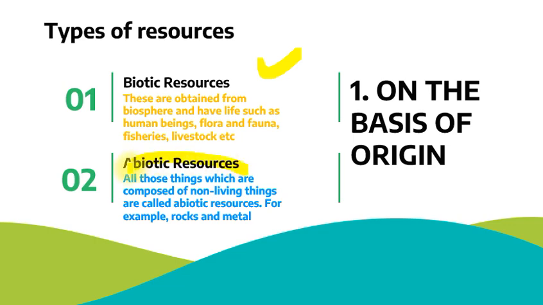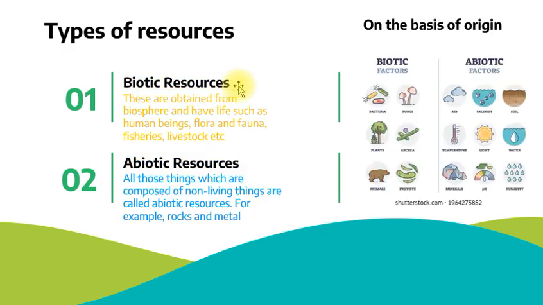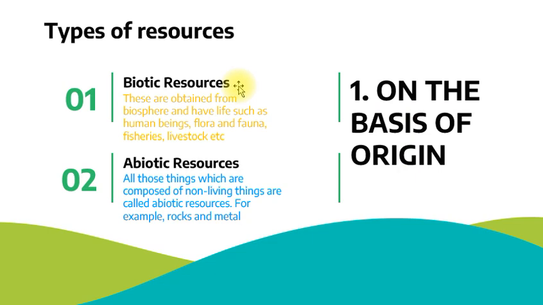But they are useful to us in different ways, so they have been termed as abiotic resource, right? So their origin is abiotic, and plants and animals ka origin is biotic. Okay, so I hope this is clear. Let's understand it through one more example.